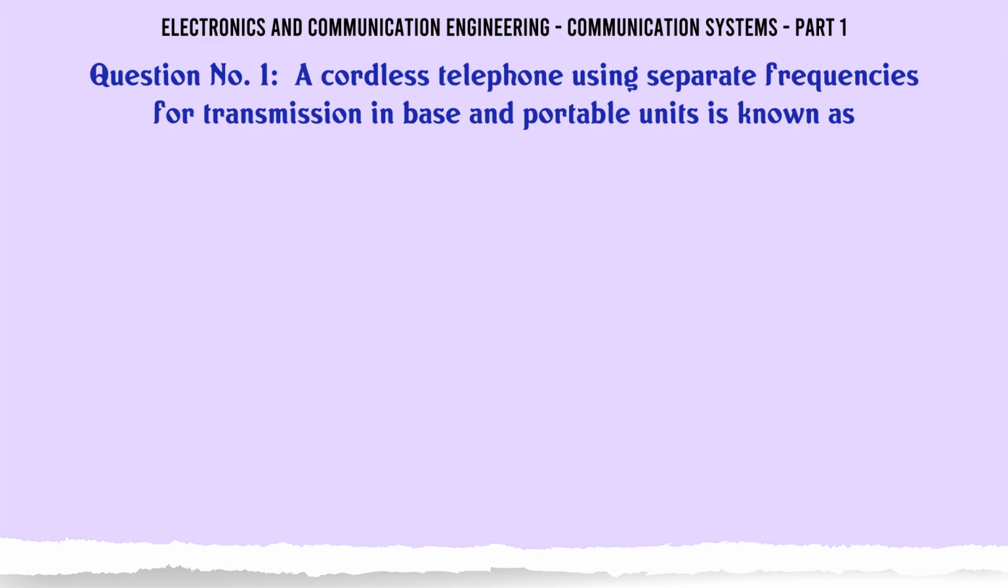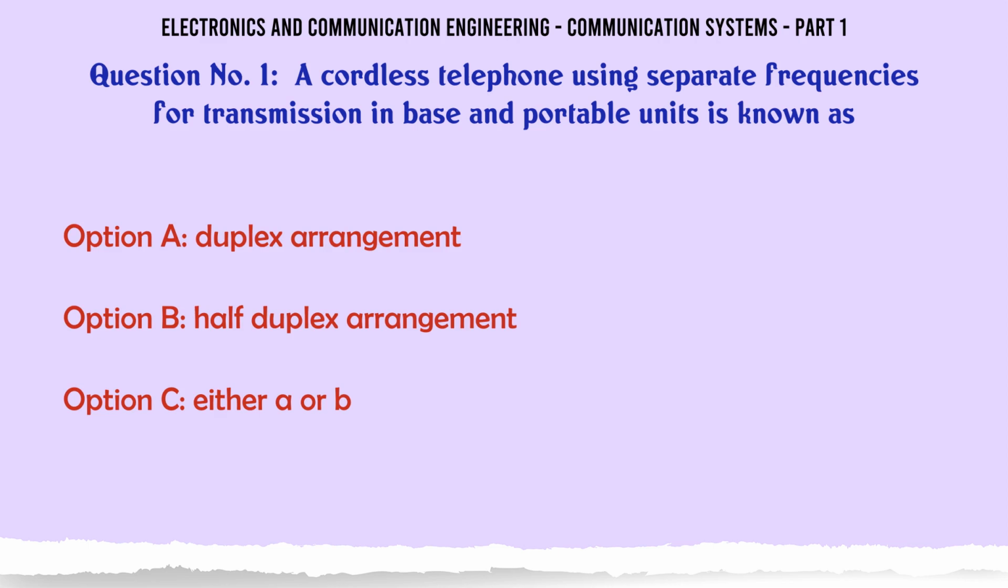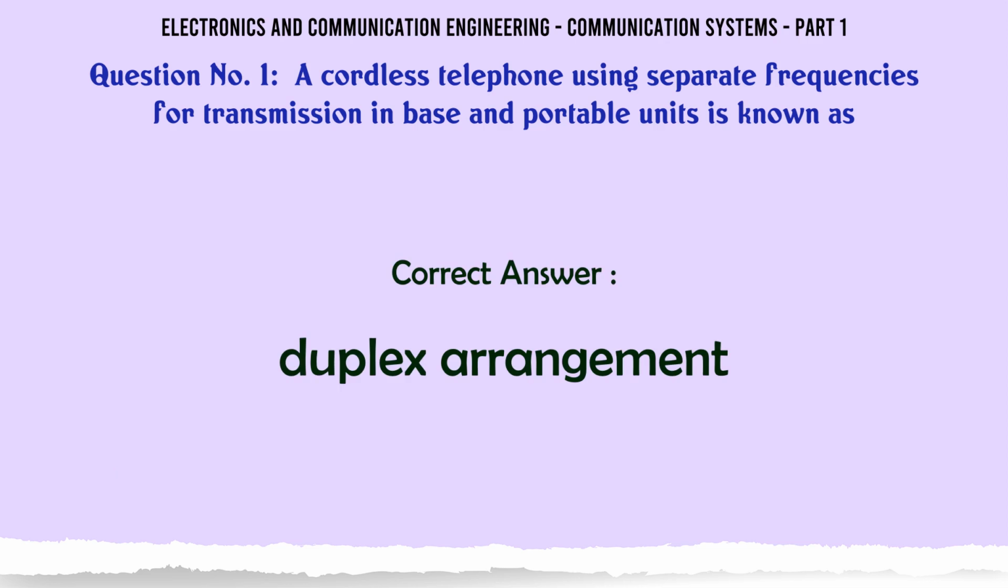A cordless telephone using separate frequencies for transmission in base and portable units is known as A. Duplex arrangement. B. Half duplex arrangement. C. Either A or B. D. Neither A nor B. The correct answer is duplex arrangement.